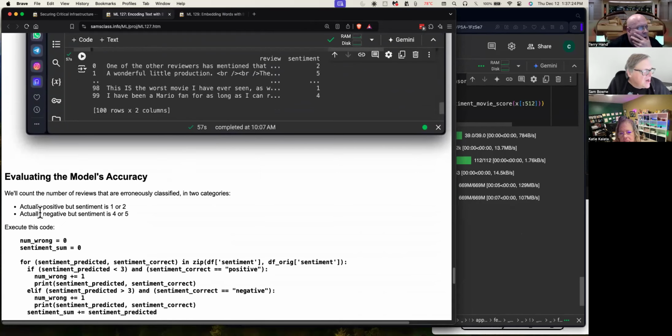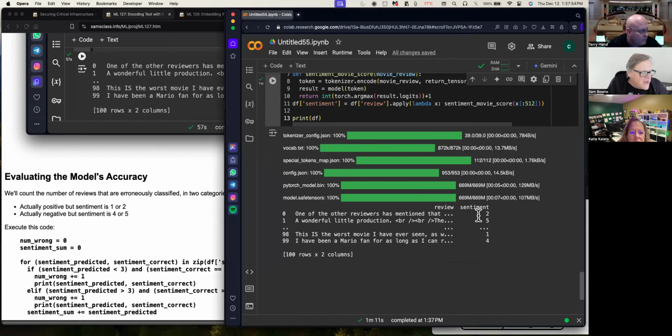So when we're done, the original data told us whether it was positive or negative, but the model gave us 1 to 5 stars. So I decided to call it only wrong if it's clearly off. If it's 3 stars, I'm not going to call it wrong either way, because that can be positive or negative. But if the sentiment is positive, but the stars is 1 or 2, then I'm going to call that an error. And if they said the review was negative, but it was really 4 or 5 stars, I'm going to call that wrong.